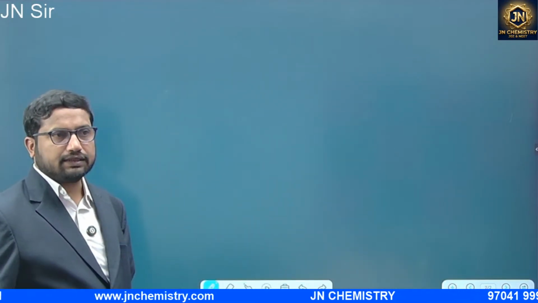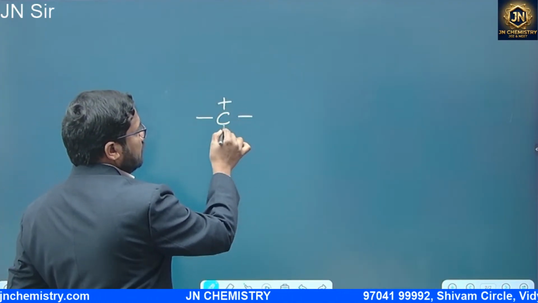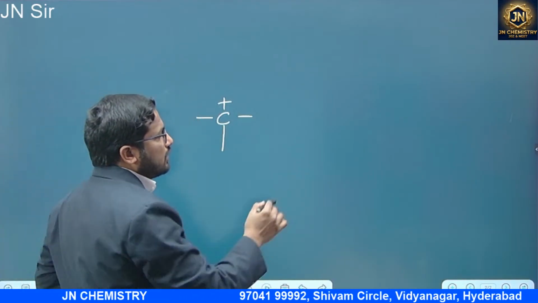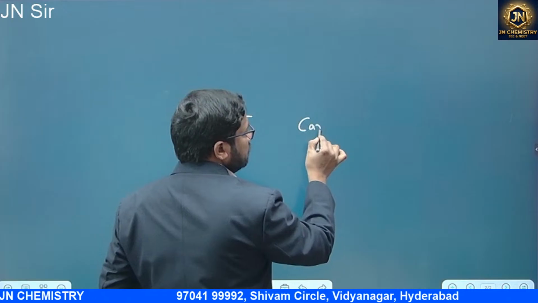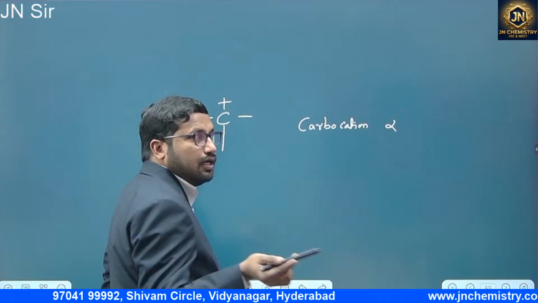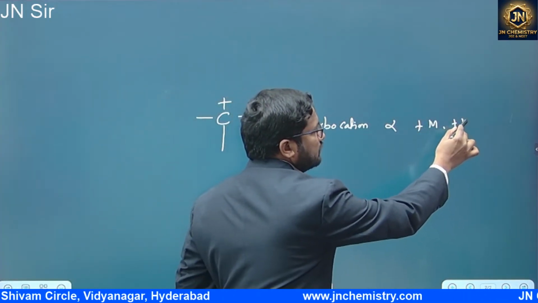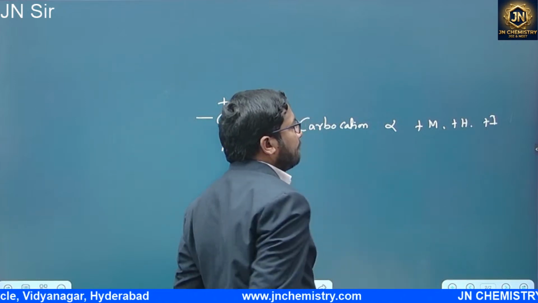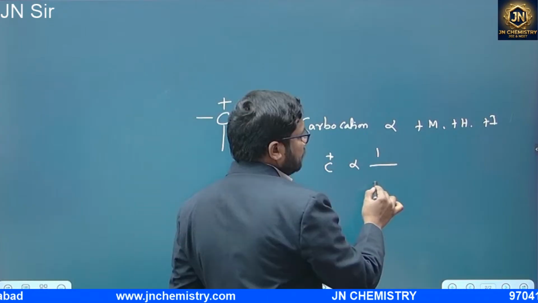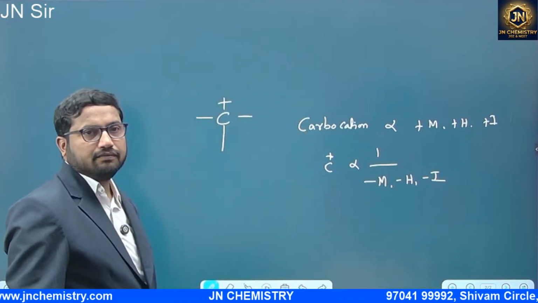Right, we were discussing the stability of carbocation. Carbocation means what? The electron density is less, it needs electrons. So carbocation stability is directly proportional to all the effects I am telling you: plus M, plus H, plus I. It is inversely proportional to minus M, minus H, minus I, right?